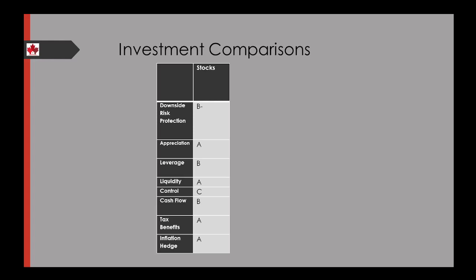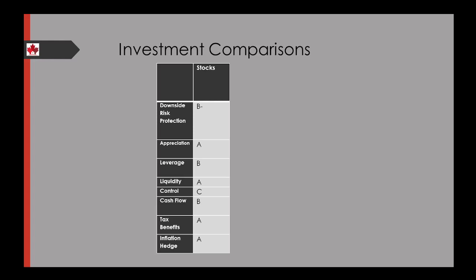Liquidity is am I able to get my investment out? Maybe not at the price that I paid or the price that I want, but am I able to get money out is what liquidity means. Control means do I have any say in the running of this asset? Cash flow is does it pay something like dividends? Am I going to be getting money in my account every month or every quarter?